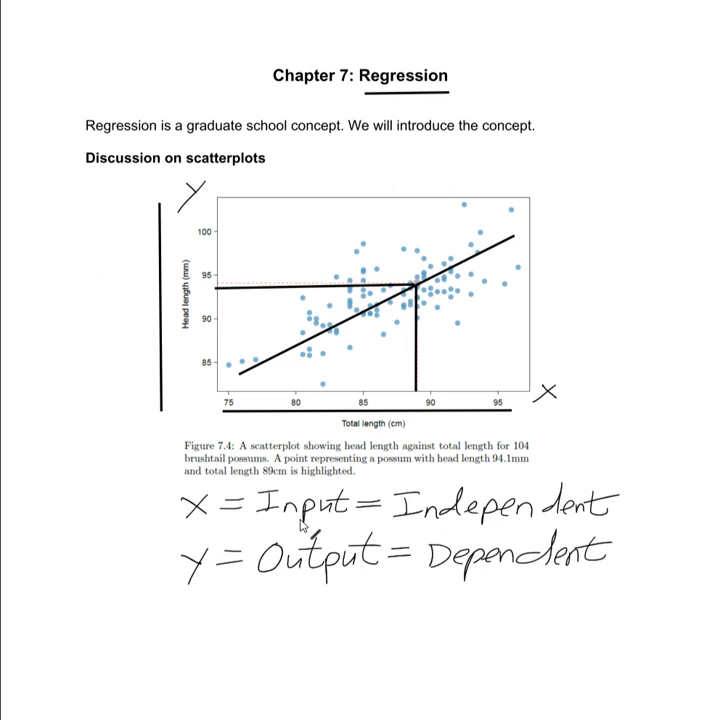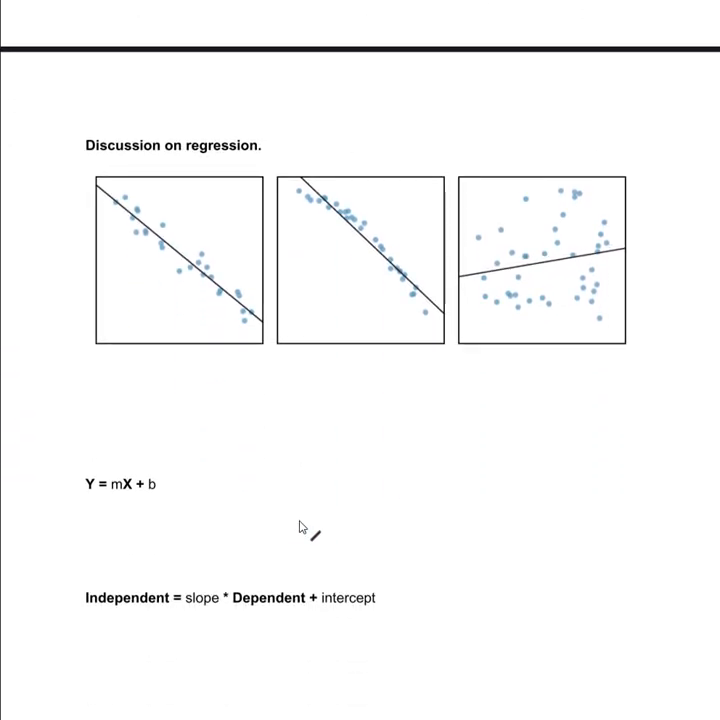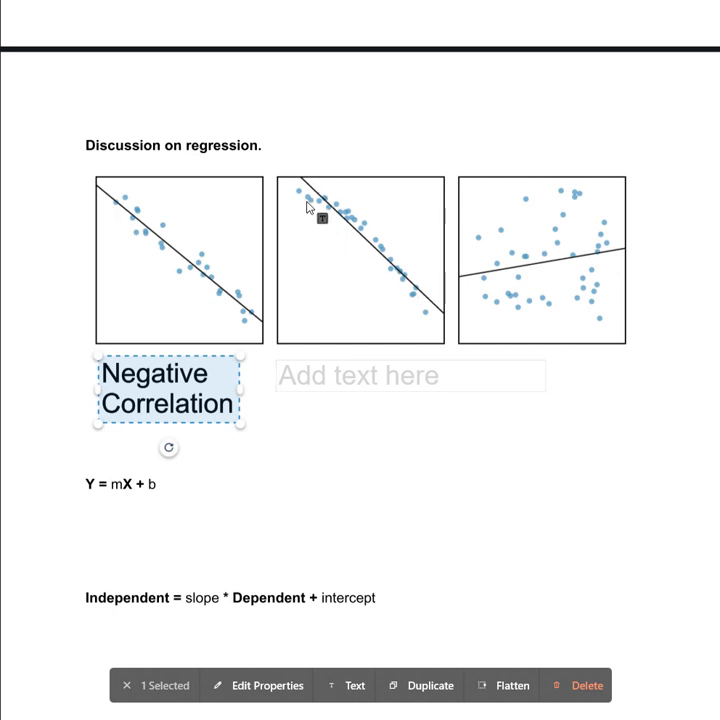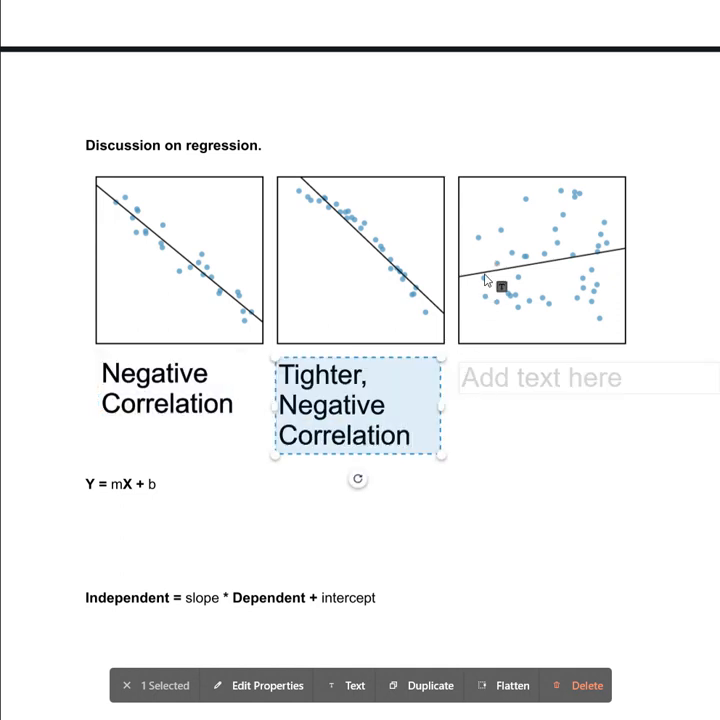As you can imagine, these dots don't always have to go up. They can sometimes go down, and sometimes they just kind of don't do anything. So this downward graph we call a negative correlation. This also has a negative correlation, but can you see that the points are closer together? So this is a tighter negative correlation. And if there really is no correlation, the points just look like a big blob, then we say that there is no correlation.